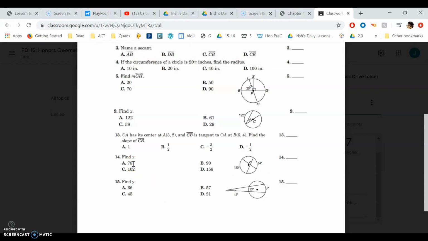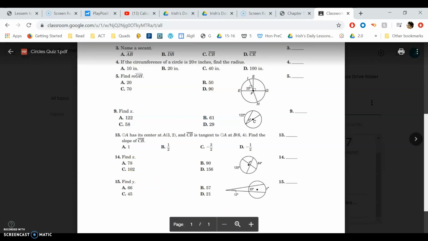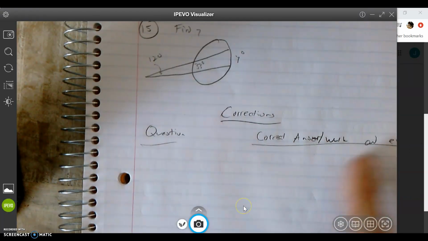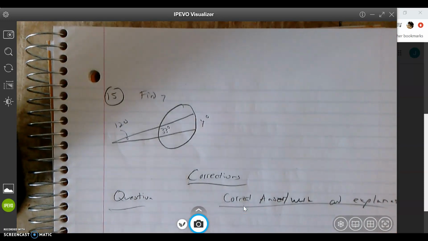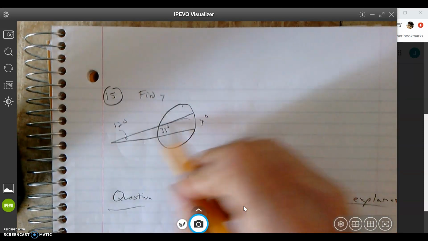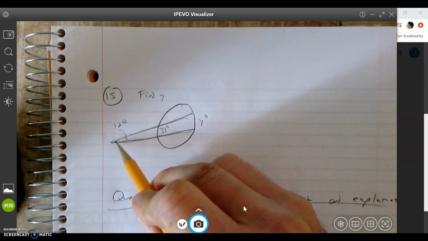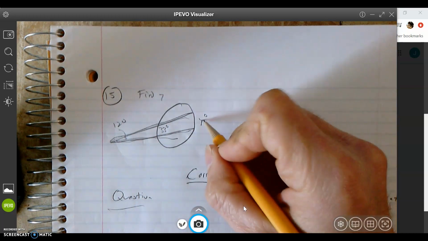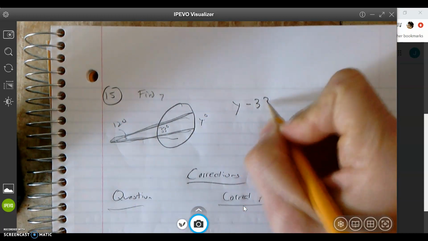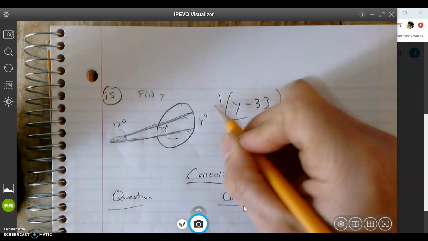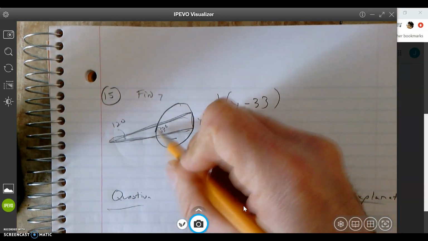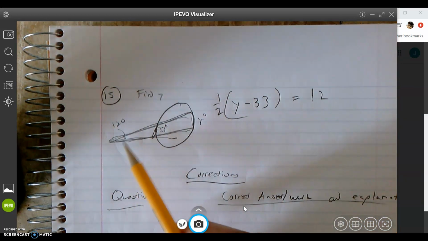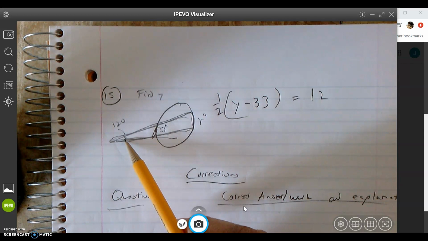All right, last but not least, number 15. Number 15, where we at? Oops, sorry. I meant to hit this button. Okay, so let's find y here. What I do know is this angle here is 2 secant lines. That's a secant line, that's a secant line, and they connect at an angle. So I know that y minus 33, and then you take half of that. You take the big arc minus the small arc, and half of that is going to be 12, which is in the arc where the 2 secants combine.